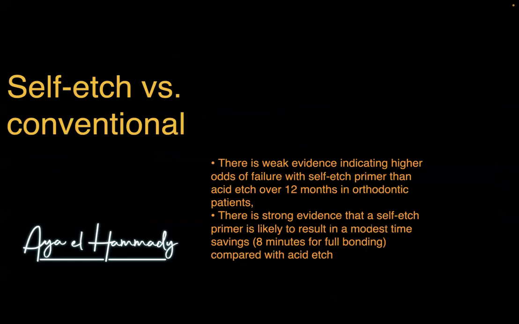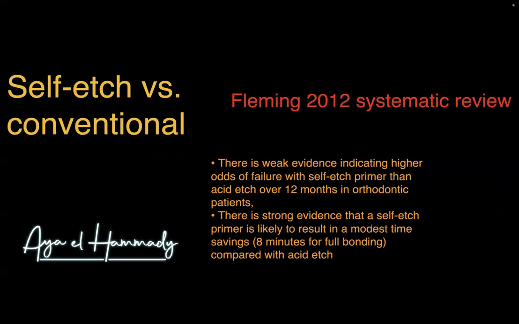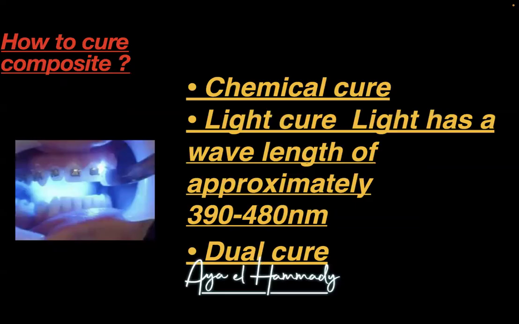The 2 steps is better than the self-etch, okay? According to Fleming, 2012, there is weak evidence here in failure, but there's strong evidence that the self-etch saves time. We totally agree in that. When you use the etch and bond in the same bottle, you are going to save more chair time, but yet it leads to a huge amount of debonding. So you need to go for etch, then bond.